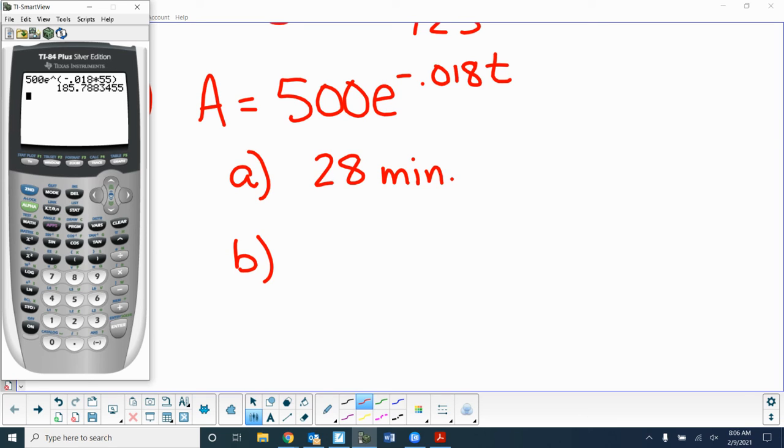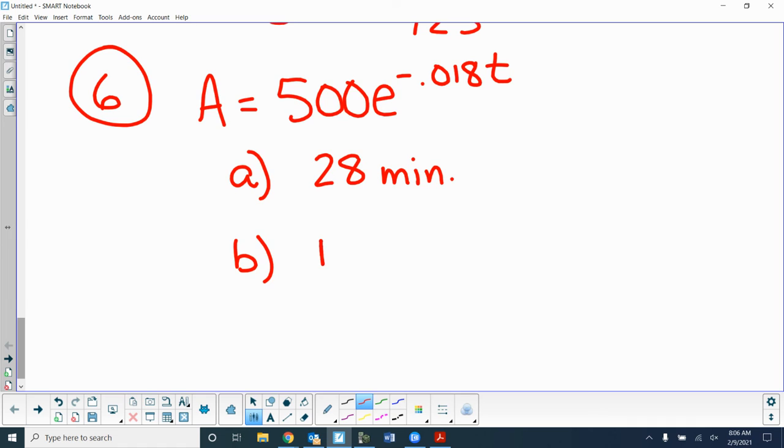So it'd be 185.8 milligrams, is that what it was? Yeah, milligrams. So after an hour, just about an hour, there's only that much left of that medication in your bloodstream. Okay? Questions?